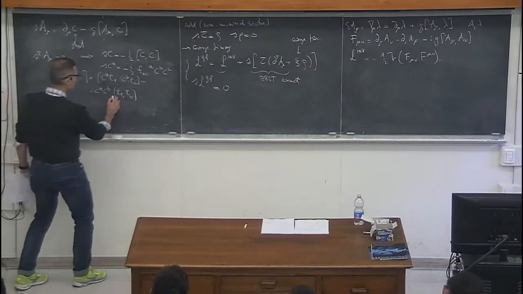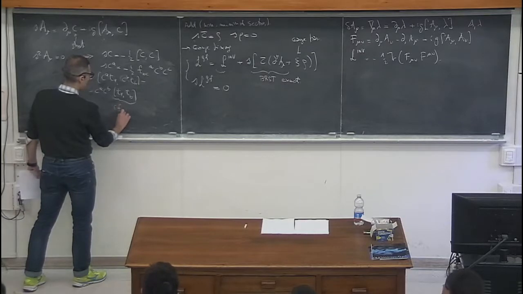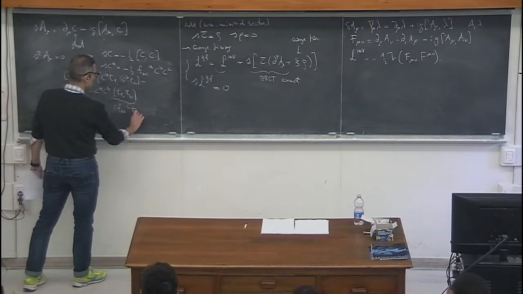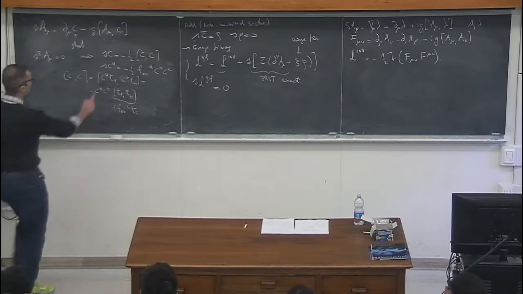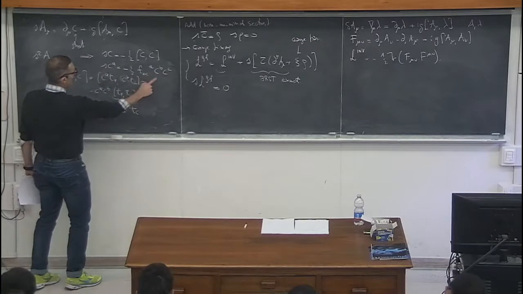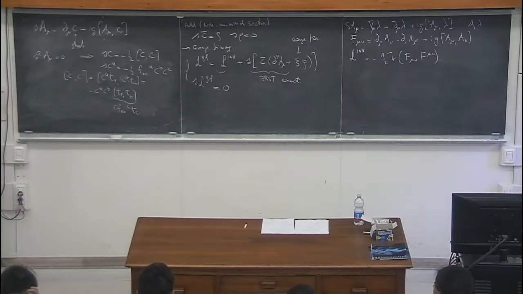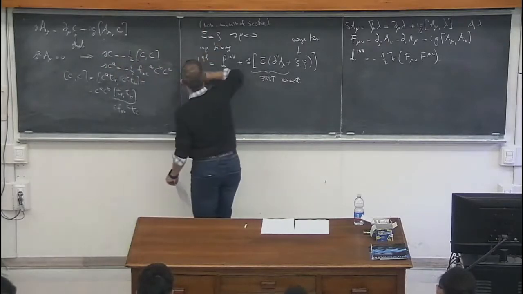And then for this, I can use the algebra. So I have i f^{ABC} T_C, and then I get back to the equation in components. So for each component of the ghost C, I have the following equations. Of course, this is not yet finished.